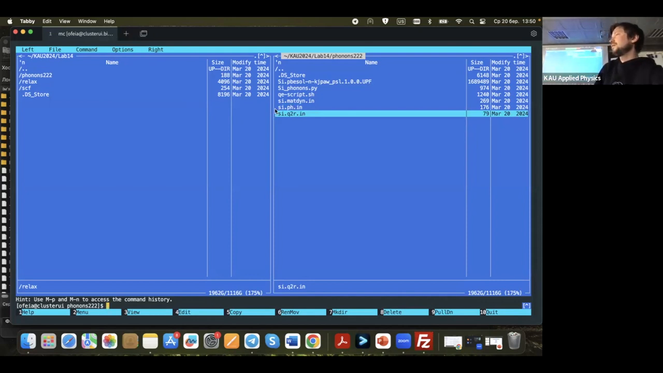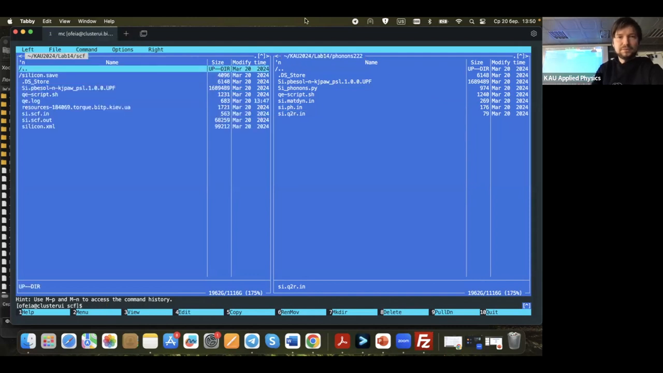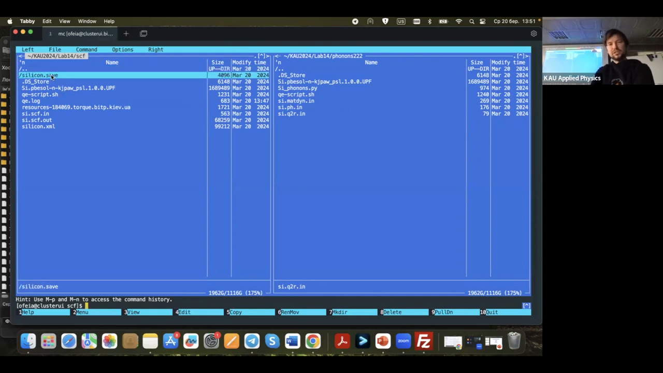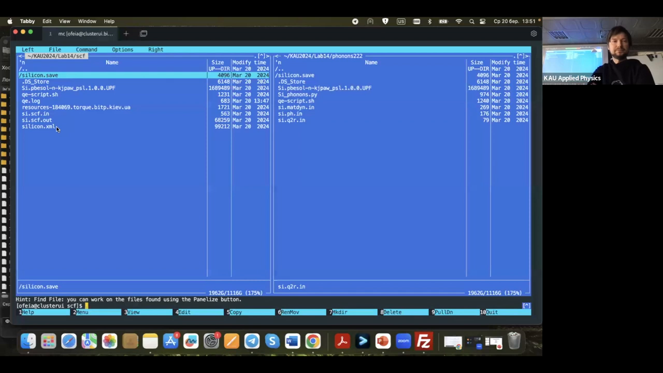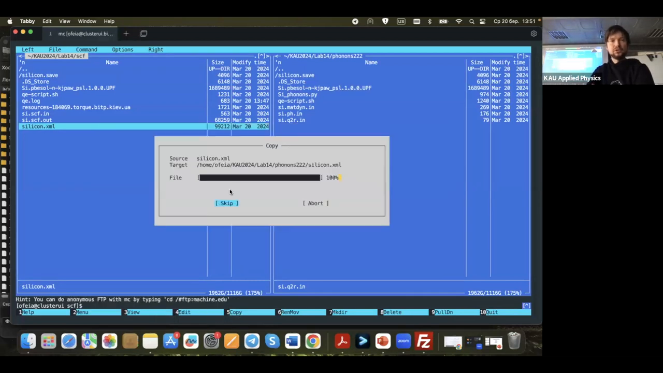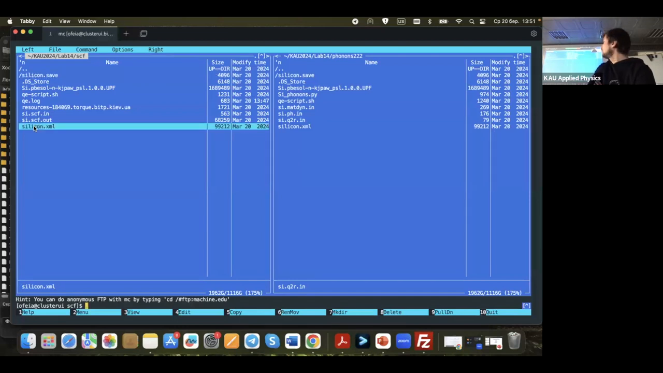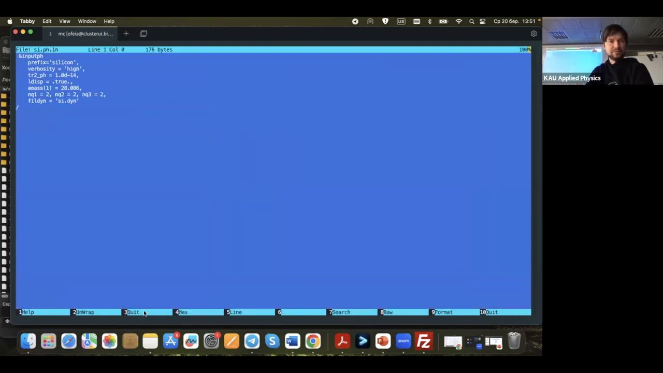We should copy data from the SCF folder to this folder, because as in all our calculations, like band calculations, DOS calculations, Fermi surface calculations, we need this electronic density calculated in the SCF part to proceed to more advanced calculations. So I just copy this: the folder silicon.save and silicon.xml. So this is very important data. Two files: folder silicon.save and silicon.xml.